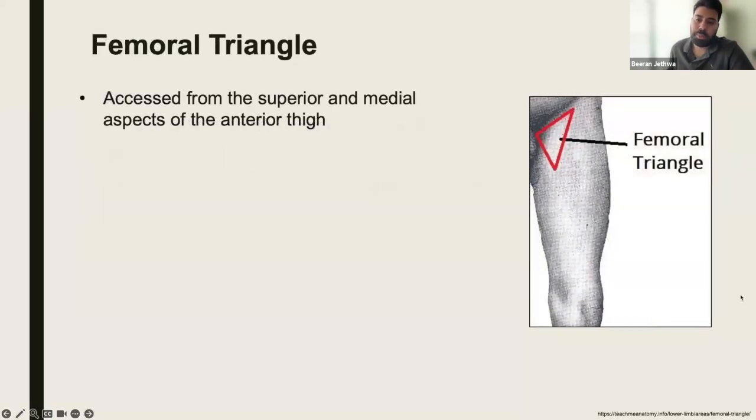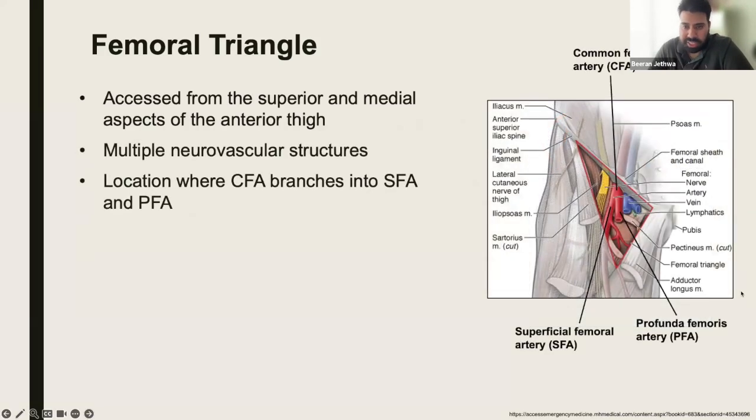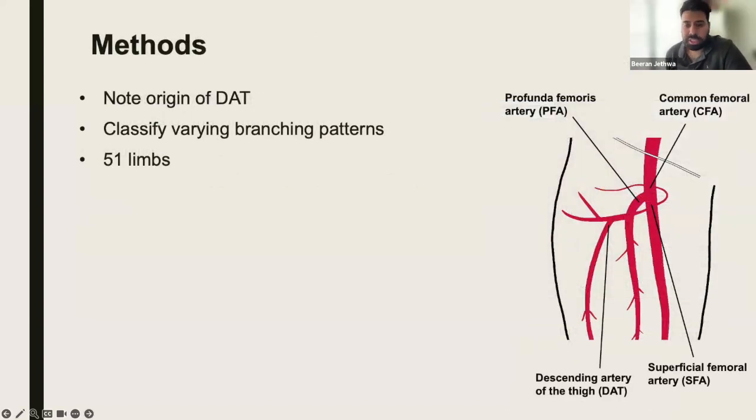So in order to complete the first aim, we had to open the femoral triangle. This can be accessed from the superior and medial aspects of the anterior thigh, like you see here. After dissecting away skin and underlying fat, many neurovascular structures can be seen. These are the femoral nerve and vein, plus the lymphatics, but more importantly for our study, the location where the common femoral artery branches into the superficial and profunda femoris arteries. The large vessels were dissected and traced until the descending artery was found, traveling on the lateral aspect of the anterior thigh, and its source and branching patterns were noted.